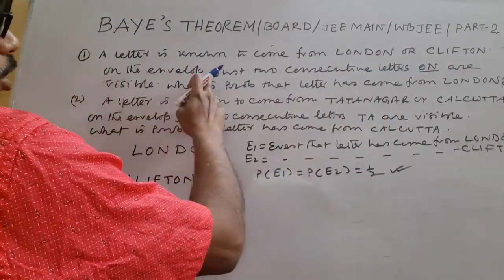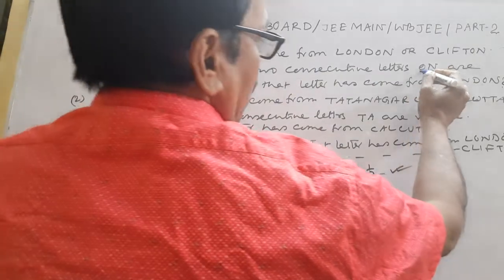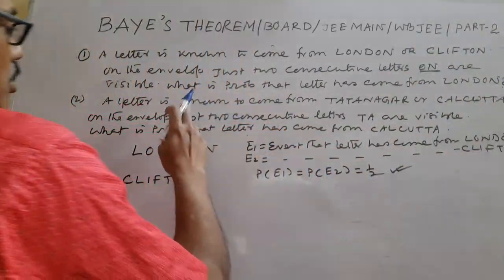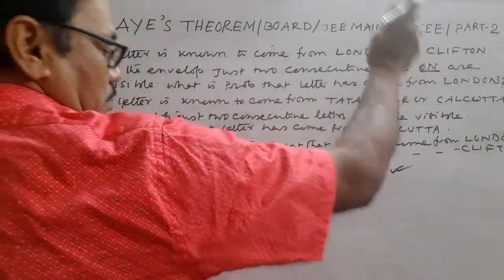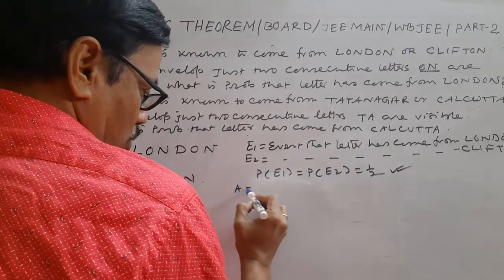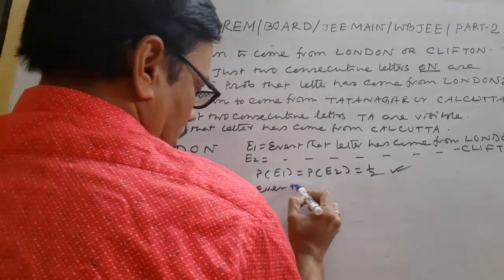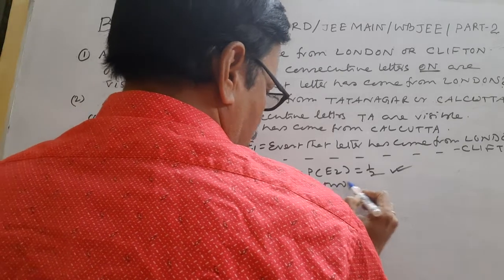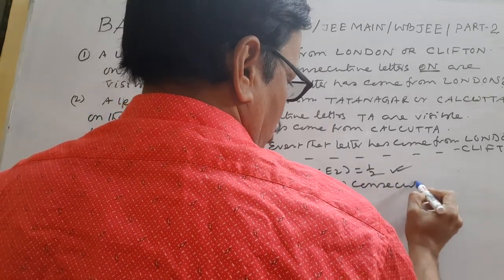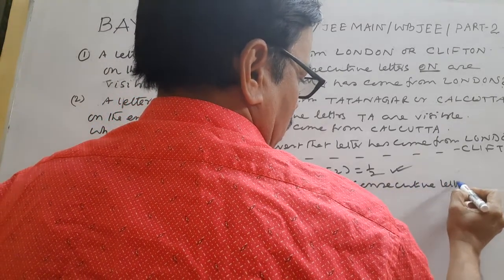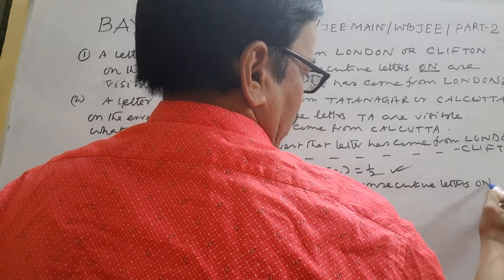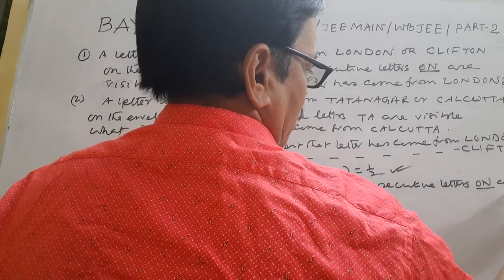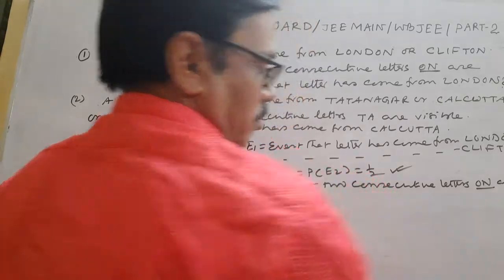On the envelope, just two consecutive letters ON are visible. So ON are visible. A equals the event that two consecutive letters ON are visible.